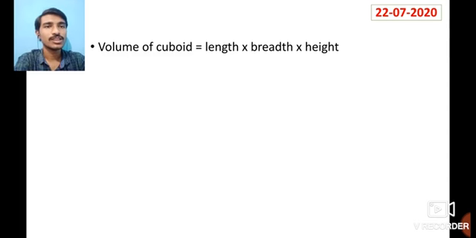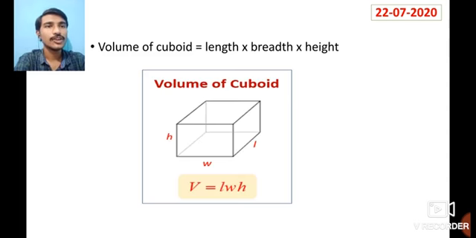The second one is the volume of a cuboid. We have a formula: length into breadth into height. In the cuboid, the length, breadth and height will be different. So we have a formula L into W into H, where breadth is also called the width.